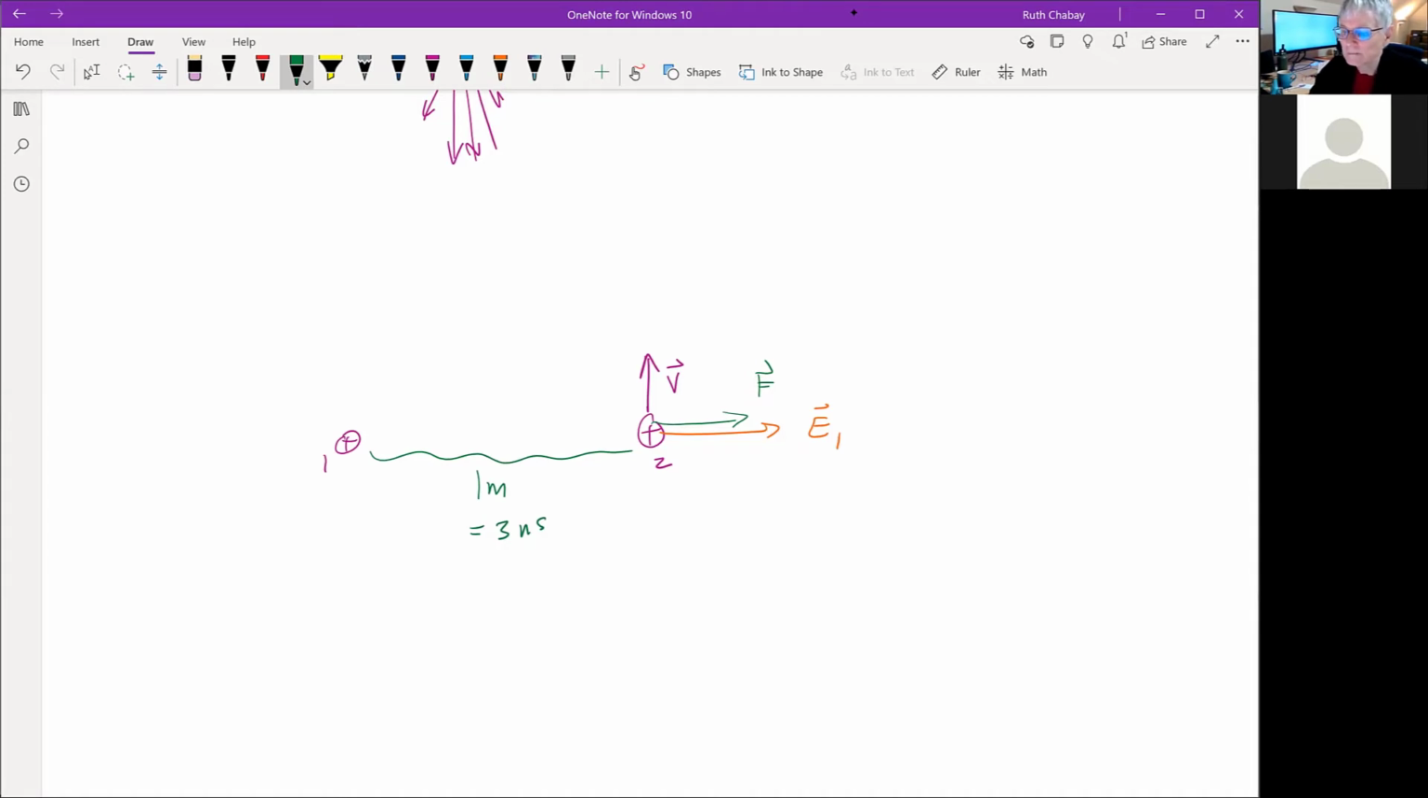Okay. So this one hasn't found out yet that particle 2 is at this location. It still thinks particle 2 is where it was 3 nanoseconds ago. So particle 2 was there 3 nanoseconds ago, and what it actually is going to experience is E2 from 3 nanoseconds ago.